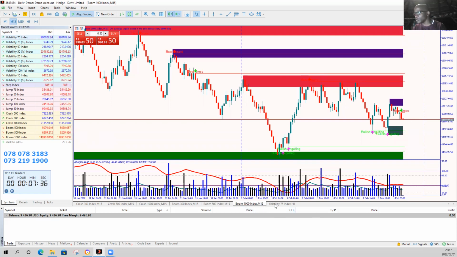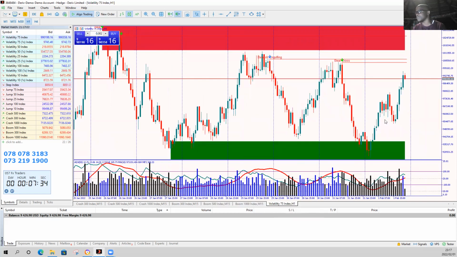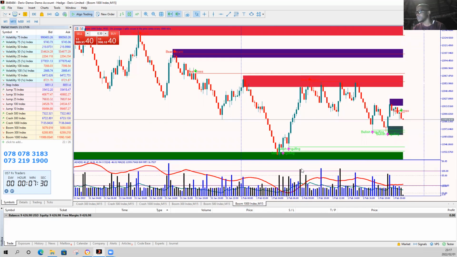Then we go to Volatility 75. I said we're not going to use 75. Let me close it. I was just showing you it. So basically, I don't have any signal here, but for demonstration purposes, I'm going to take this bear cross and assume that this bear cross happened right here on the resistance. And I'm going to sell.